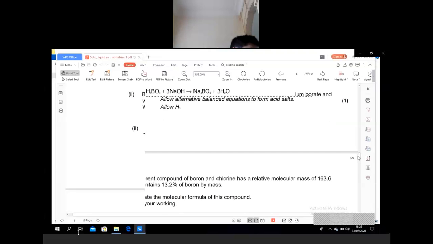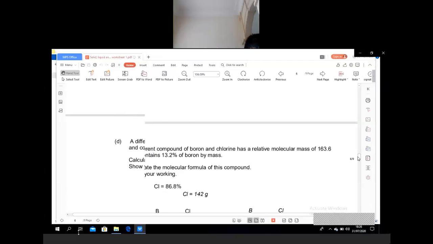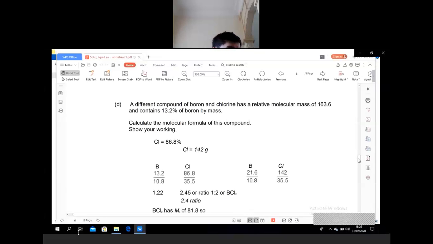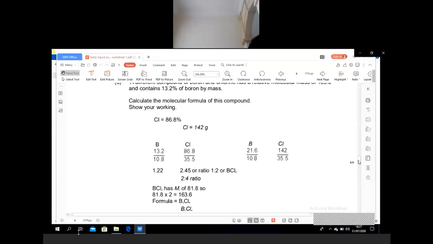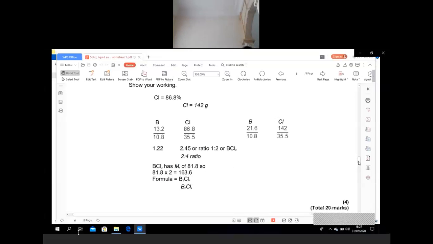Okay, so this one, a different compound of boron and chlorine, has a relative molecular mass of 163.6 and contains 13.2% of boron by mass. So this is finding the empirical formula. After finding the empirical formula, we have to find the molecular formula. Okay, we had never done this type of question when we were in grade 9.